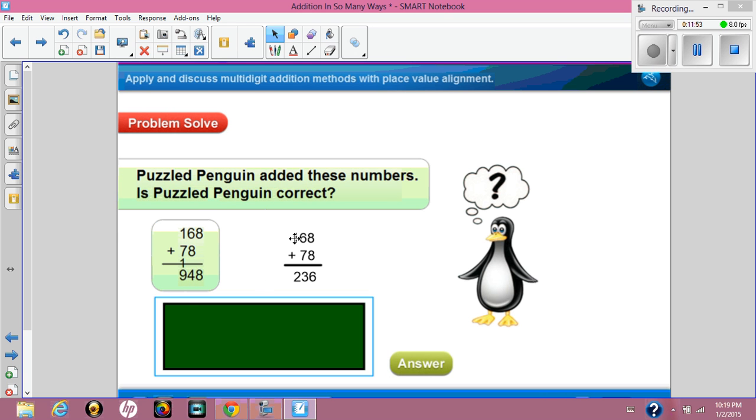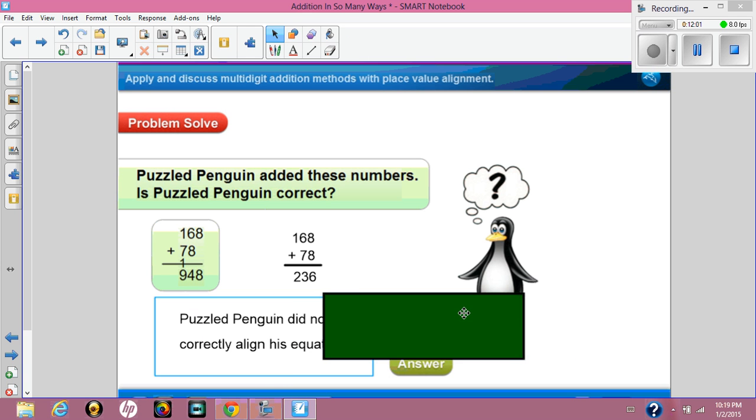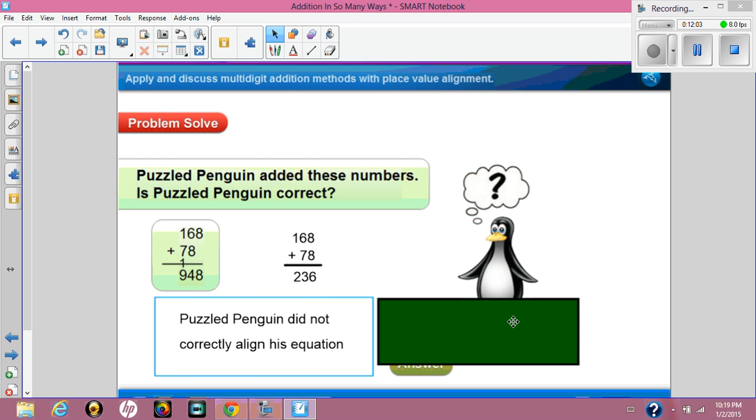So realigning it and aligning it correctly, the total that I have is 236. Let's see if we're correct. Puzzle penguin did not correctly align his equation, and that is correct.